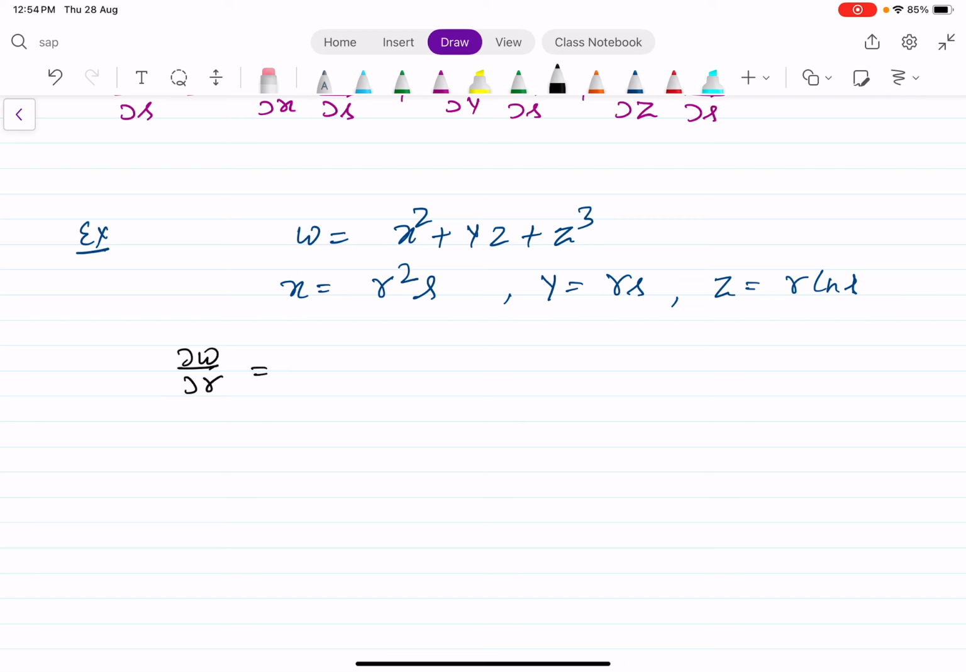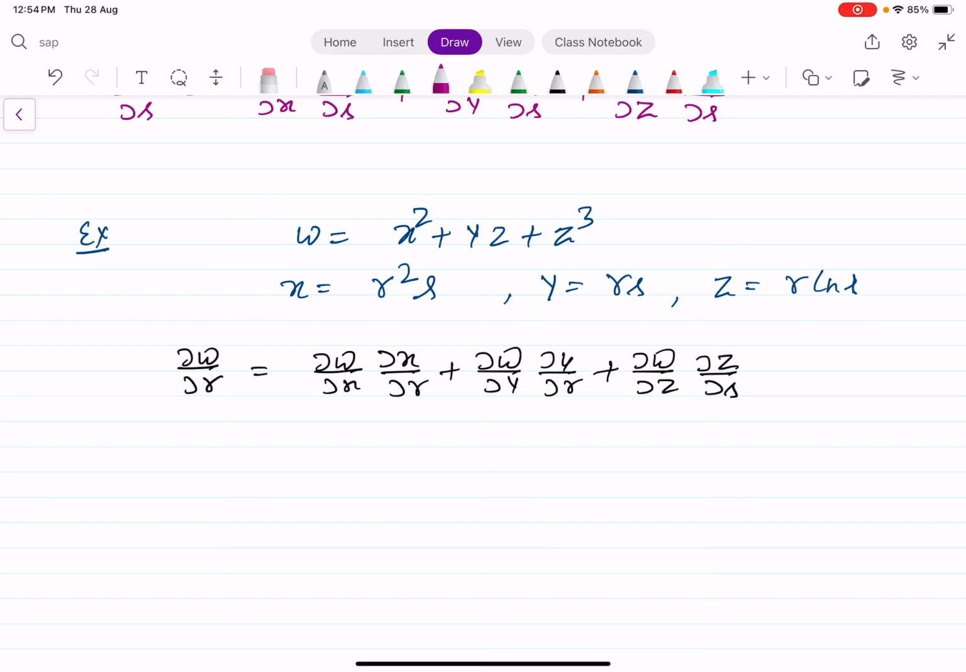So ∂W/∂R is ∂W/∂x ∂x/∂R plus ∂W/∂y ∂y/∂R plus ∂W/∂z ∂z/∂R. Let us compute first ∂W/∂x. Differentiate with respect to x: it is 2x only, because y and z are constant when we differentiate W with respect to x. ∂W/∂y: the differentiation of x² is 0, and the differentiation of yz with respect to y is z, as z is a constant.